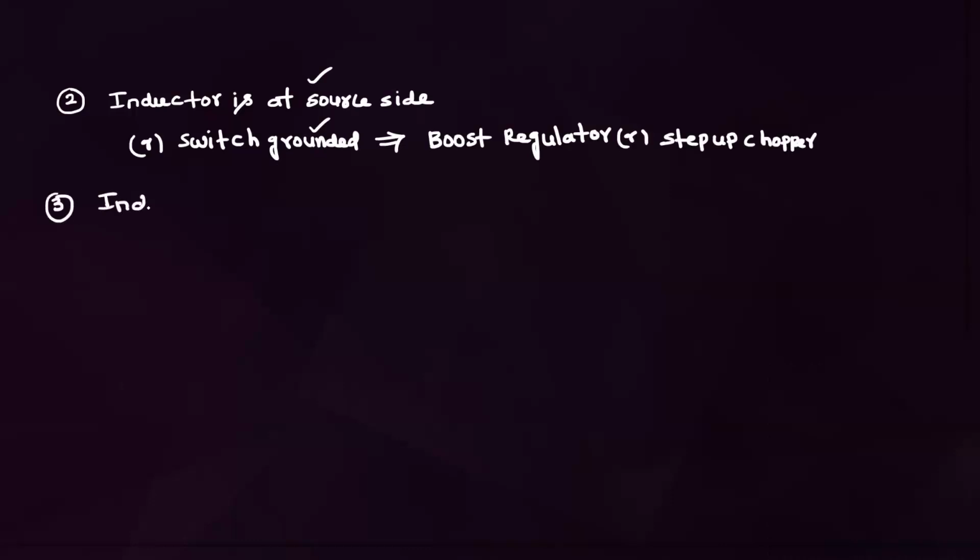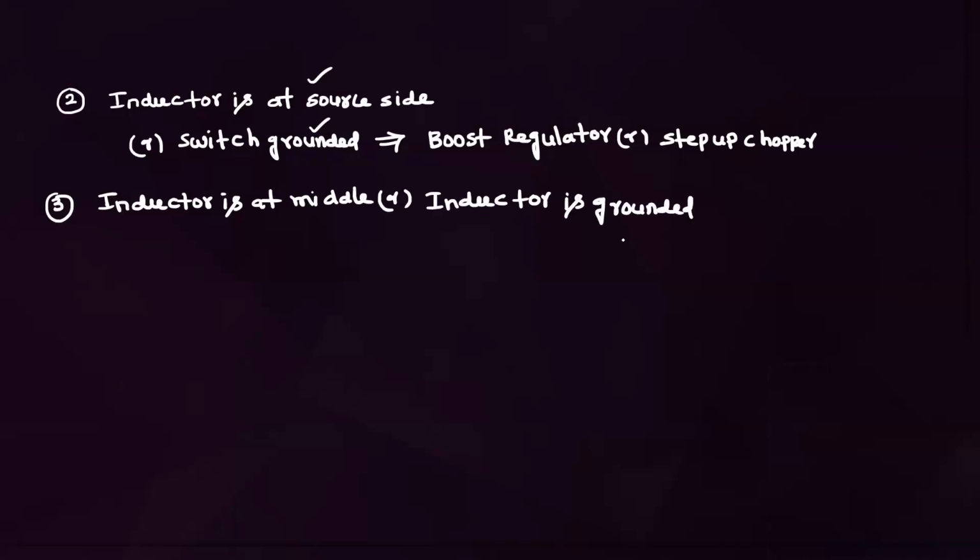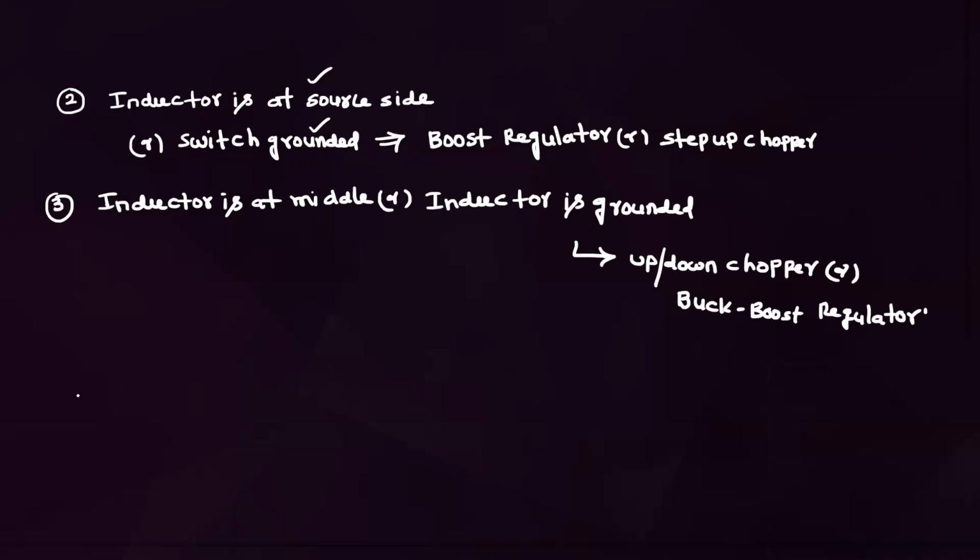Next, inductor is at middle, that is between load and source, or inductor is grounded. Then it is an up down chopper, or it is also called buck boost regulator. Like this you have to put. Next, this you have to remember.